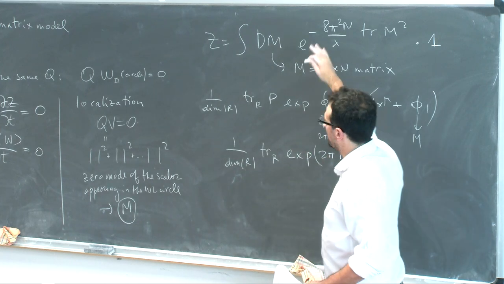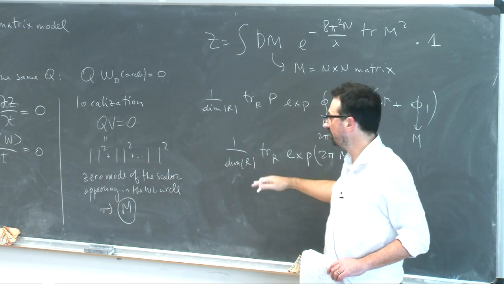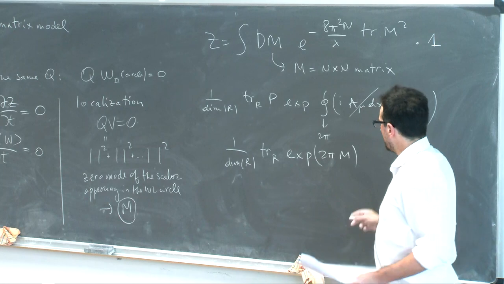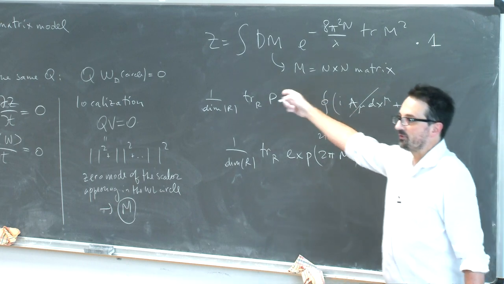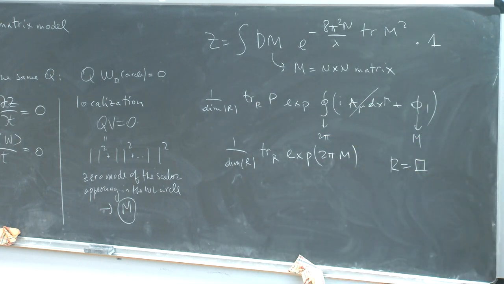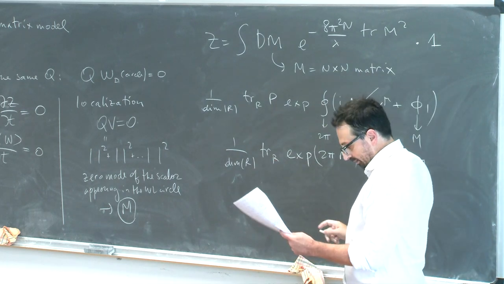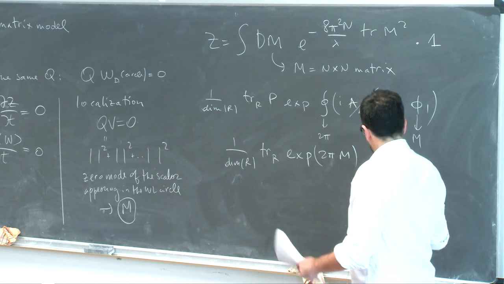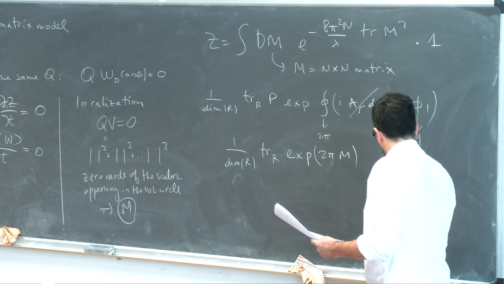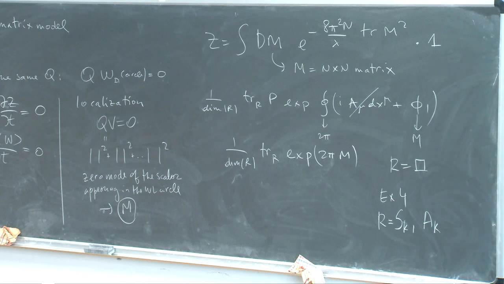I want to emphasize that this analysis does not rely on picking a particular representation, so it's valid for any representation. Right now, let's focus on the fundamental representation, because we want to reproduce the result that we obtained for the fundamental representation in perturbation theory. But you could have other representations. In fact, in exercise 4, you can consider a representation which is a symmetric of rank k or anti-symmetric of rank k. It's a guided exercise on how to do that.